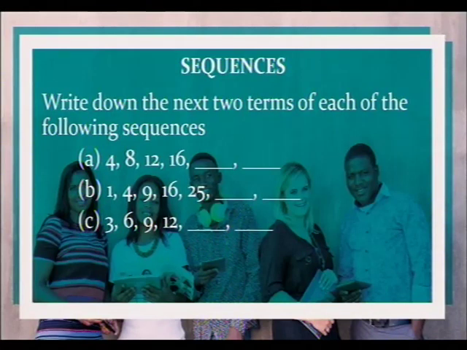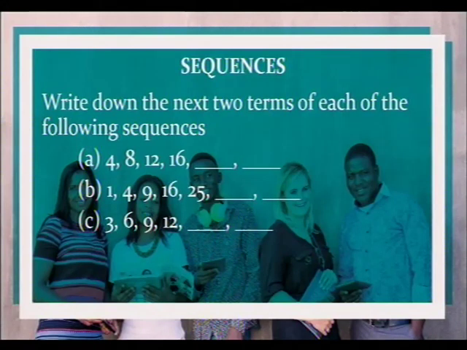Terms, each number in that line is called a term. So I will give you a list of terms and two terms are missing. Now the question says what? Write down the next two terms in each of the following sequences. What is a sequence again? A list of numbers. What are terms? Each number is called a term in that sequence.